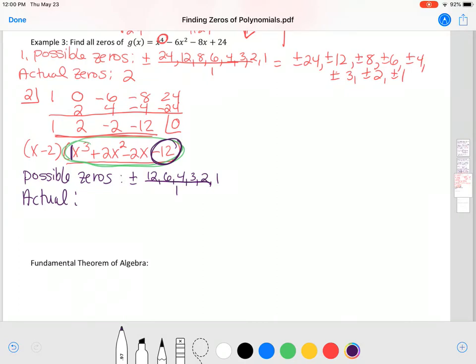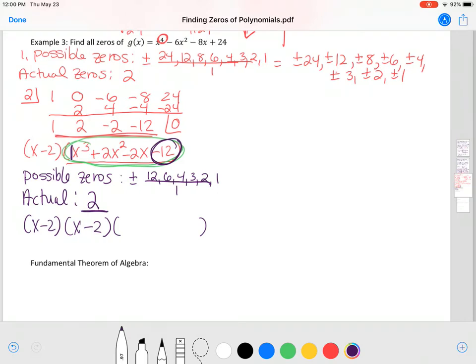When I plug those into the calculator, what I'm going to find is that I have 2 as a zero a second time. So this tells me that I have a zero of 2 with a multiplicity of 2. It's a zero twice. So now I have x minus 2 from the first zero. Then this zero gives me another factor of x minus 2. And now I have to find what's left over by using synthetic division.